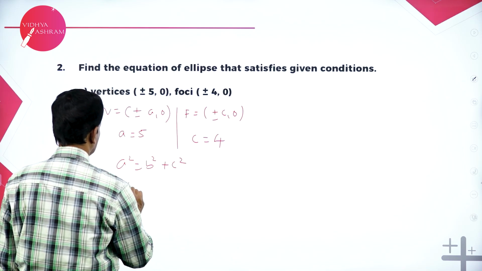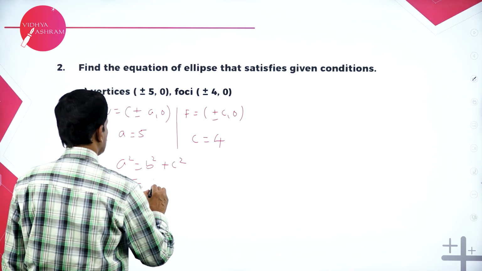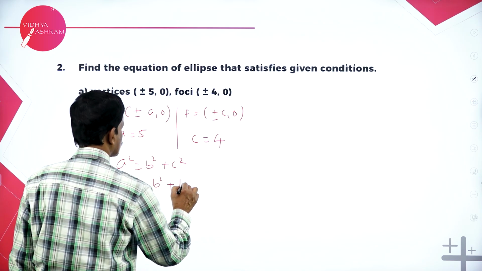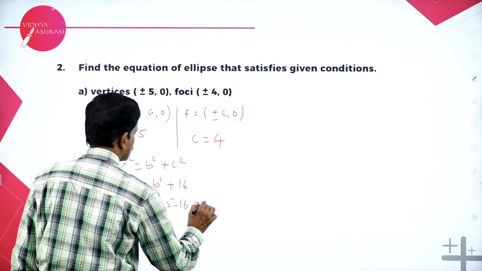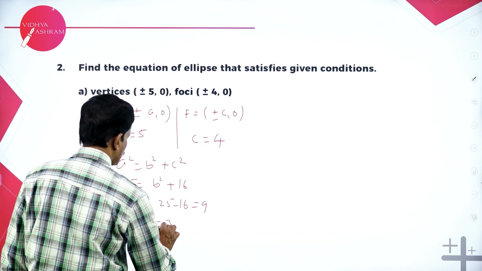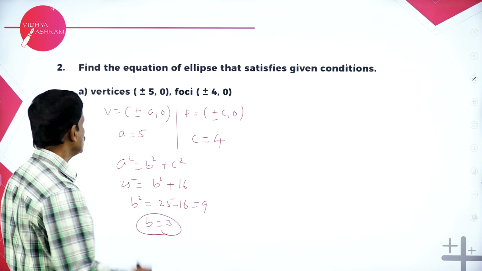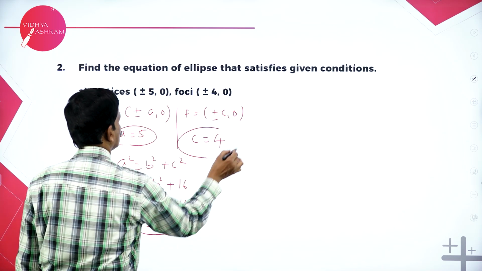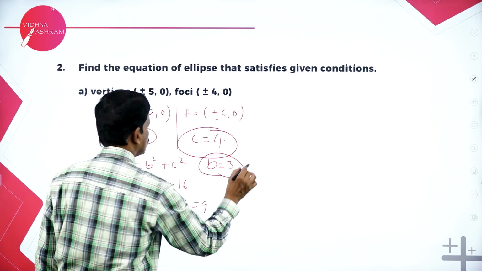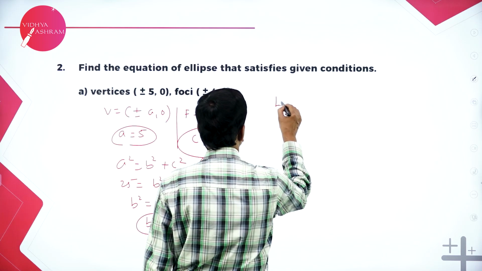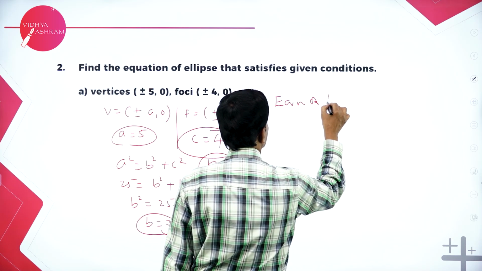Now that is 5 square, 25 is equal to b square, we don't know, plus c square, 4 square is 16. So b square is equal to 25 minus 16, that is 9. So therefore b is equal to 3. So a is equal to 5, c is equal to 4, and the value of b is equal to 3.